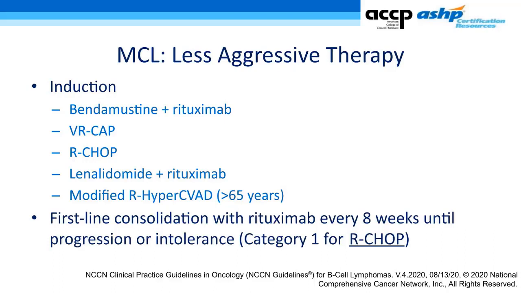So these patients will still receive induction and consolidation, and I have some of the potential induction regimens listed for you here, but the one that's emerging as the favorite is VR-CAP. Once that's completed, the patients would then move into consolidation, again with rituximab every 8 weeks, but this time until progression or intolerance. And that's a Category 1 recommendation if the patient receives R-CHOP. However, we're extrapolating it to pretty much all patients in clinical practice.